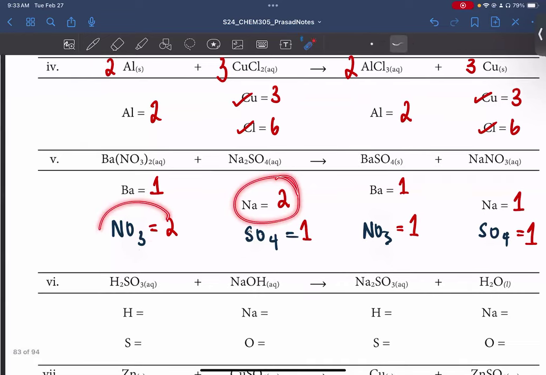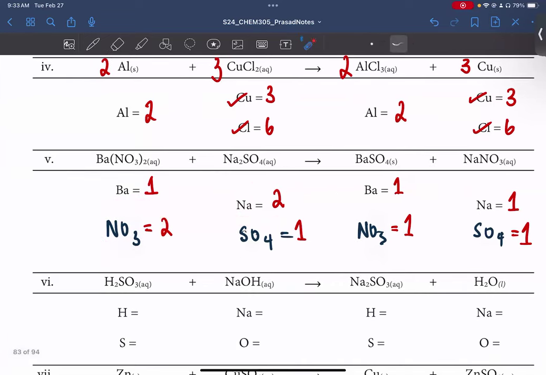Obviously, the sodium and the nitrate are the problem. Picking one to begin with, I see sodium first. Let's do that. There are two sodiums on the left. There's one on the right. So we put two in front of the product side.